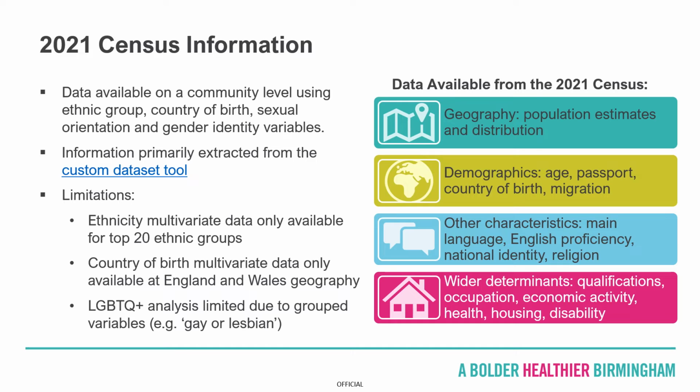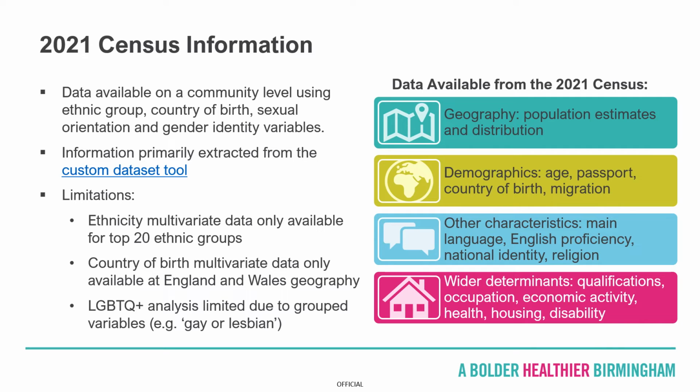Now, there were still also some limitations to using the census information. For that ethnicity multivariate data, it was only available for the top 20 ethnic groups, although the census does have one data set that outlines 288 different ethnic groups in Birmingham, so there is a little bit of a limitation in terms of how many of those 288 categories we can examine further than just raw population numbers.